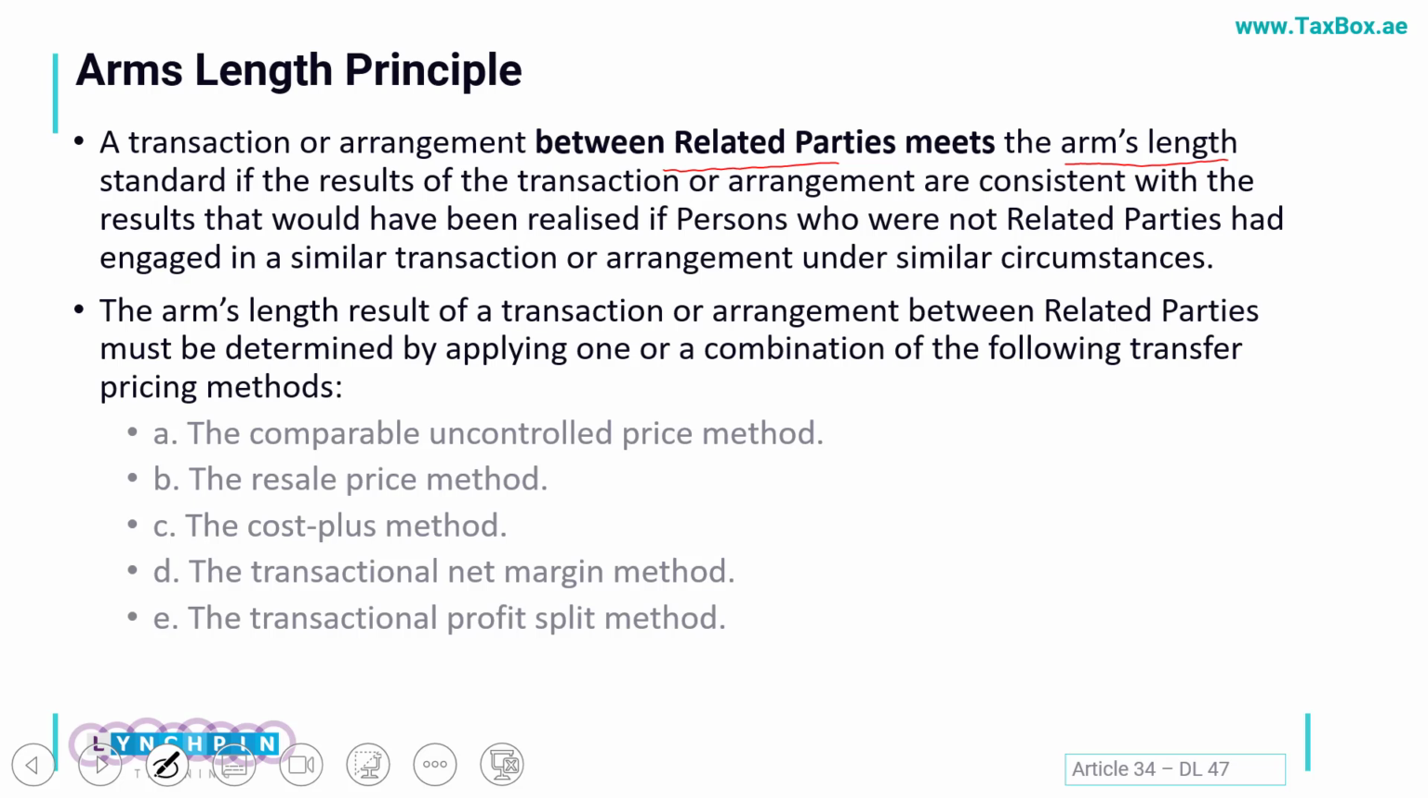For this arm's length principle, we normally use the concept of transfer pricing. Now transfer pricing in itself is a separate subject, and hopefully we will be having separate sessions on that also. But here in tax law we have been given these 5 pricing methods which should be applicable if we are making any transaction between the related parties themselves.